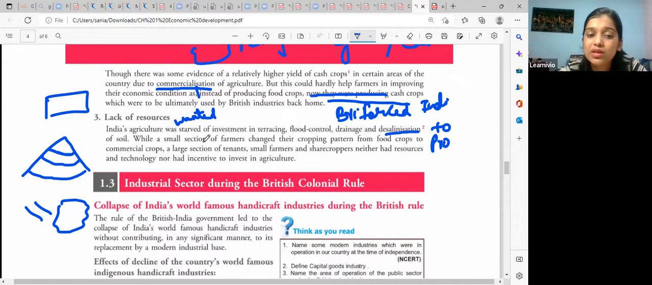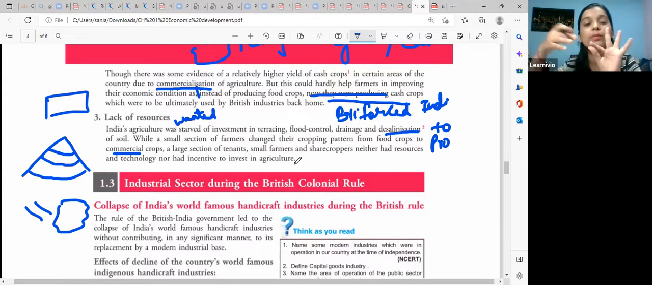While a small section of farmers changed their cropping pattern from food crops to commercial crops, which are basically cash crops. Cash means money, commercial also means money. And a large section of tenant and small farmers and sharecroppers neither had resources and technology nor had incentive to invest in agriculture. Now what happened? Basically, five people were working in the agriculture sector, right? Two of them were rich. So the Britishers told them that they can switch to commercial crops instead of food crops. So these two people shifted, but the other people were poor.